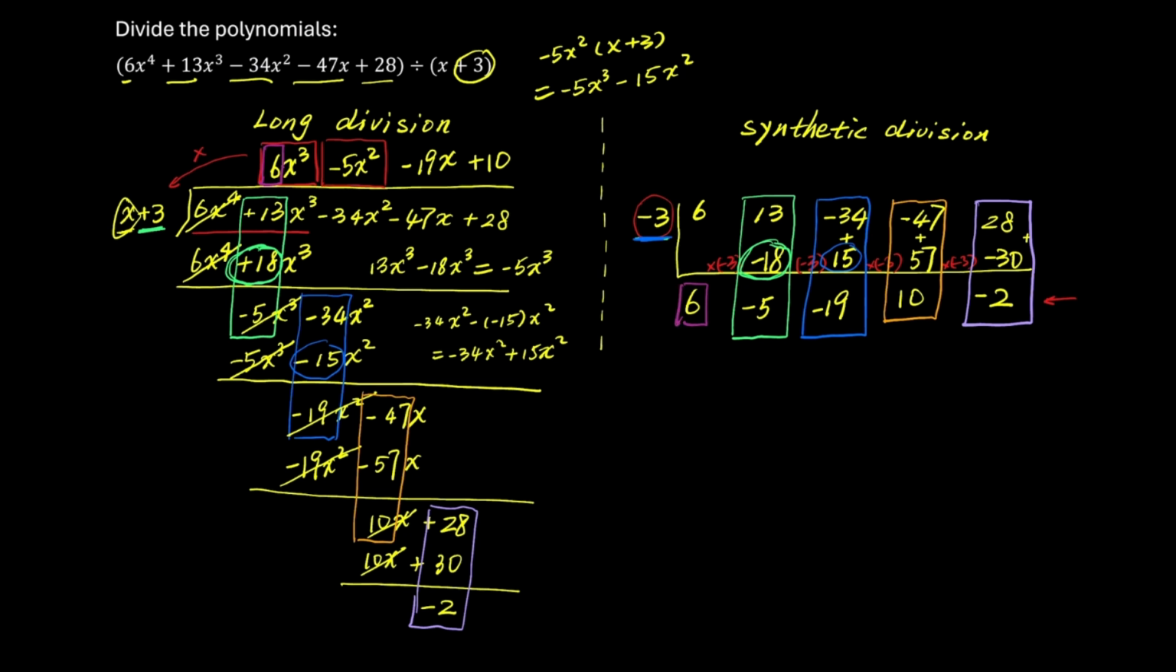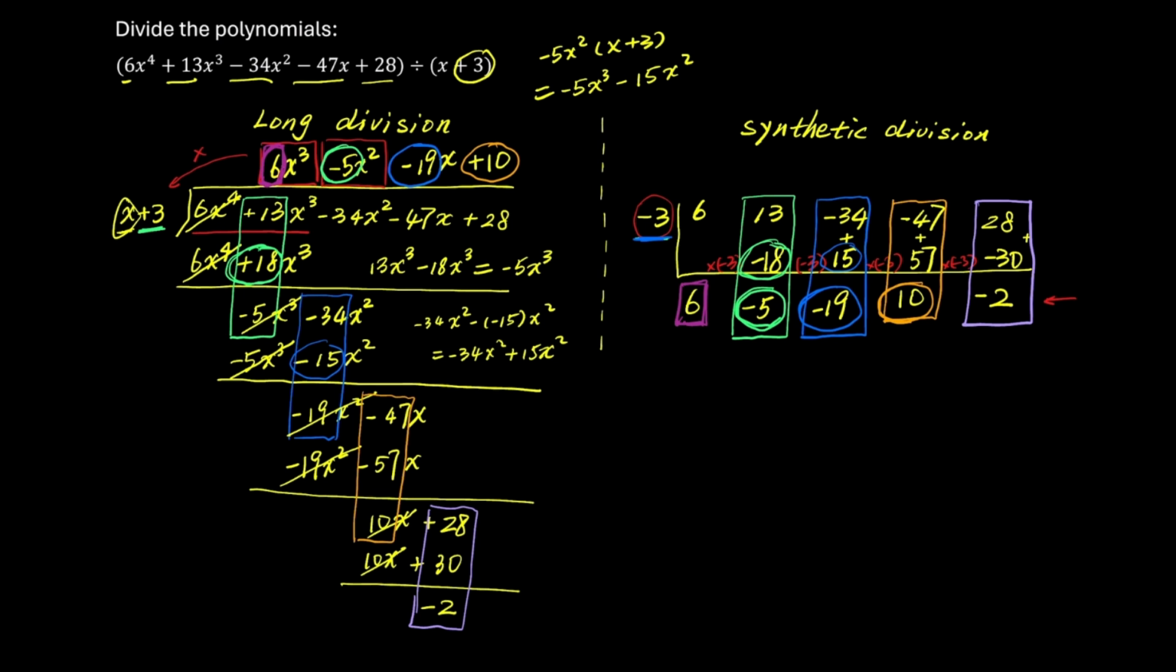See, we have 6 here, and we have 6x cubed, and we have negative 5 here, and we have negative 5x squared, and we have negative 19, and the coefficient of x is negative 19, and the constant term is 10, and the constant term in the long division is also 10. So reading off these coefficients, we can directly write down our quotient.